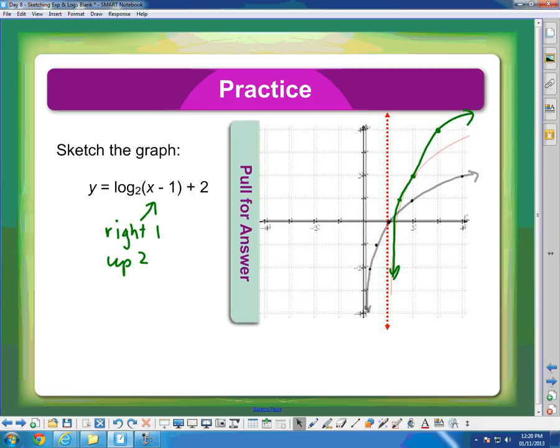Oh, looks like this one went up a little too high. I think I went up a little too much on that one. Okay.